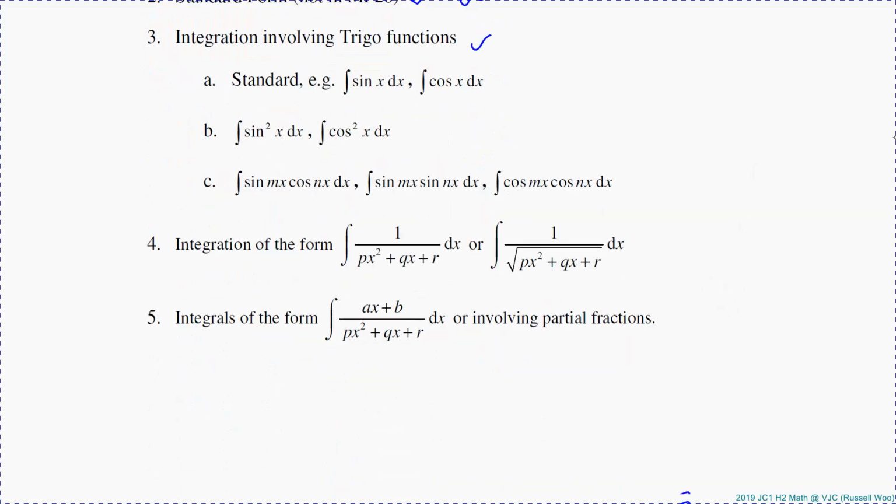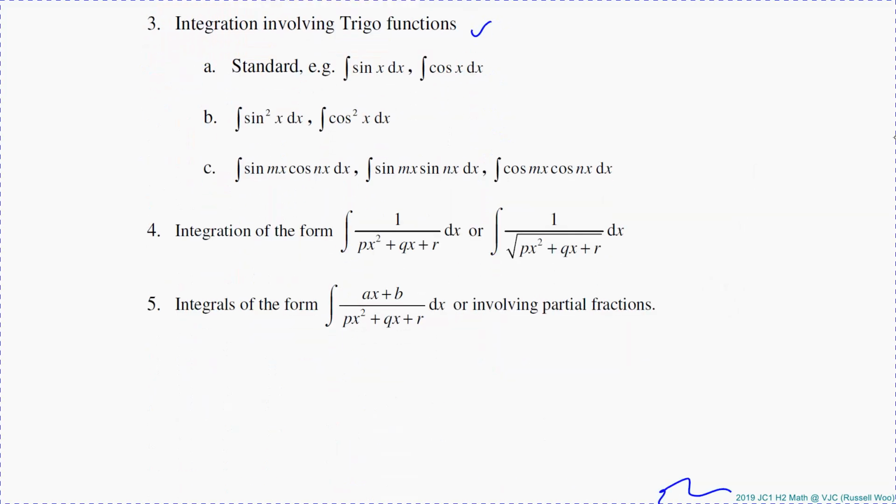The fourth point I'm going to talk about is what I call integration of the form 1 over a quadratic, and 1 over the square root of a quadratic. For this we have to make use of the formula list. And lastly, is of this form: a linear over a quadratic. Let's jump straight into this.